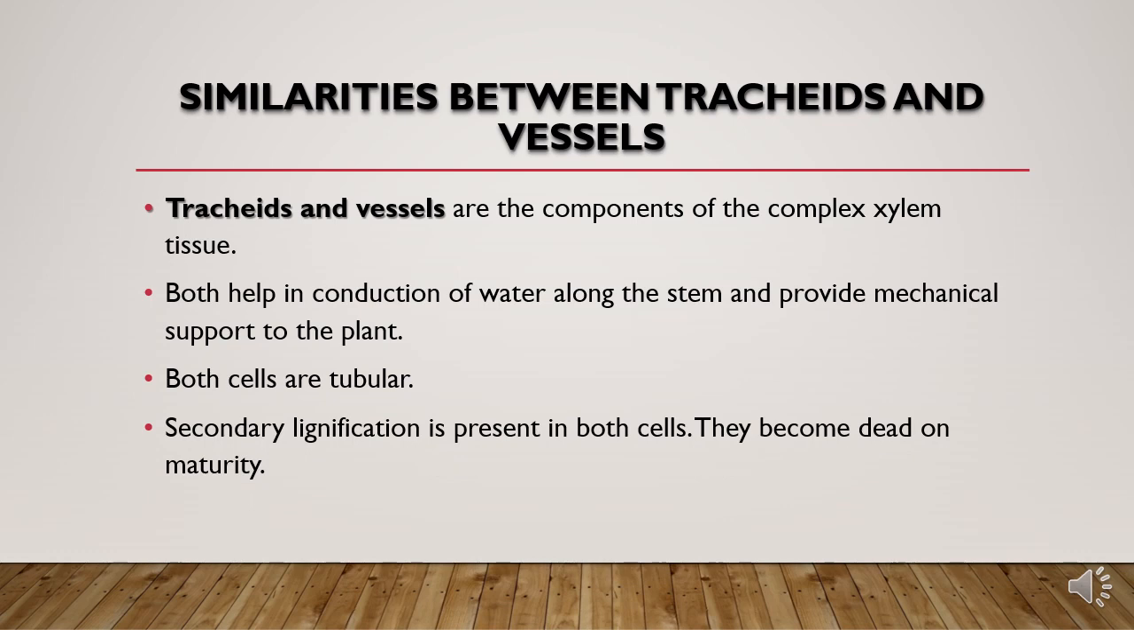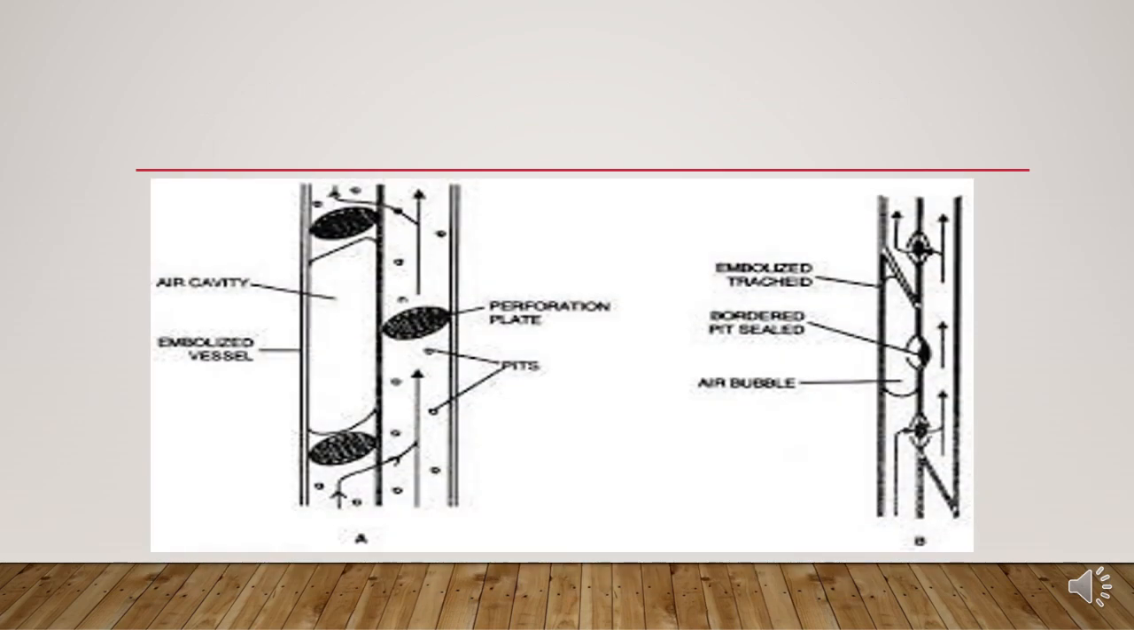Secondary lignification is present in both cells, and they become dead on maturity. So this is the difference between a vessel and a tracheid.